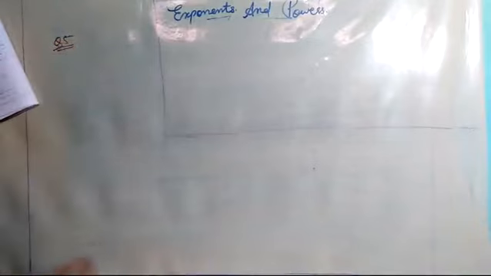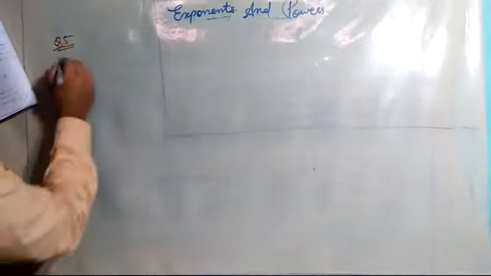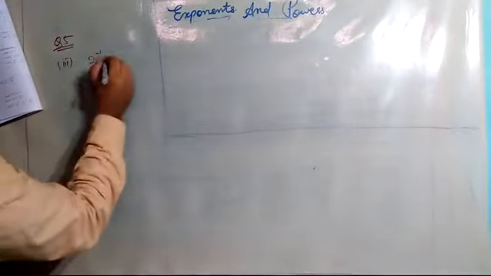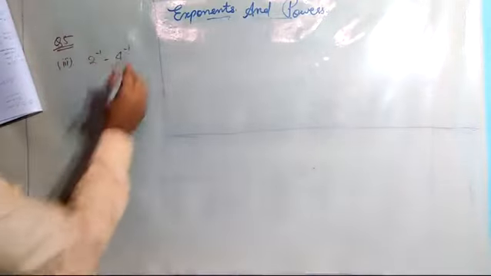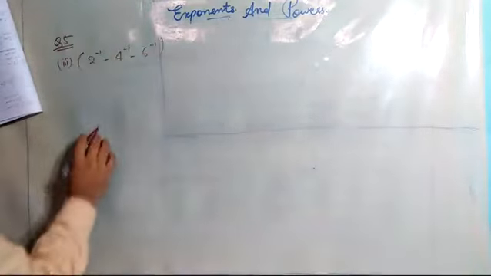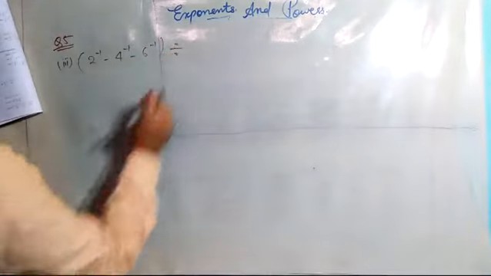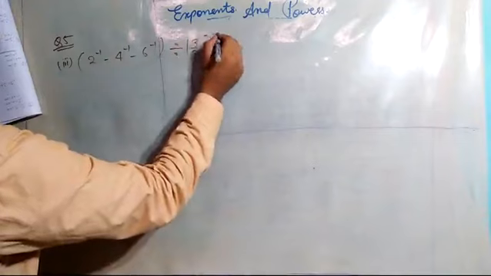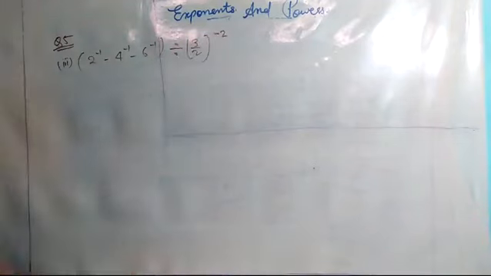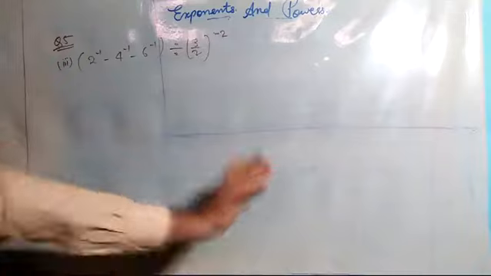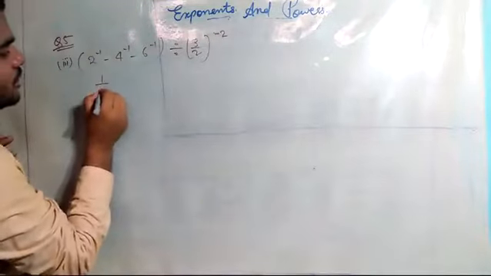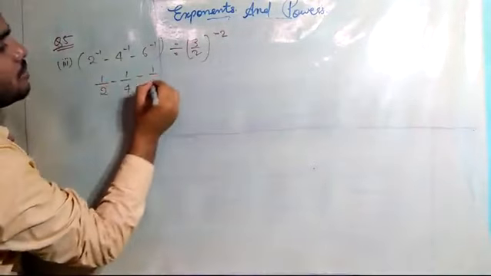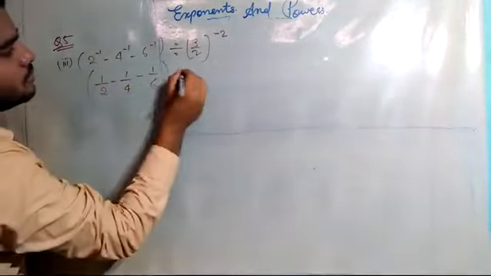Question number 5, take subpart 3. It is given: open bracket 2 raised to the power minus 1 minus 4 raised to the power minus 1 minus 6 raised to the power minus 1, bracket close, then divided by (3 by 2) raised to the power minus 2. Now if you remember, we will convert this into 1 by 2 with negative power, minus 1 by 4, then minus 1 by 6.